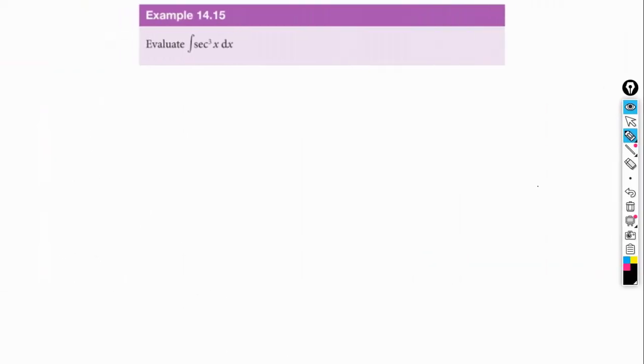Very well, so next in the video is example 14.15, and they want us to evaluate this time secant cubed of x dx. So what can we do here? Well, notice that this we can rewrite. We can say that this is the same as saying integral of secant of x times secant squared of x dx. And the reason we do that is that we know that this is the derivative of tangent. So we can say that this part here is u, and we can say that this is the derivative of v, and do integration by parts.